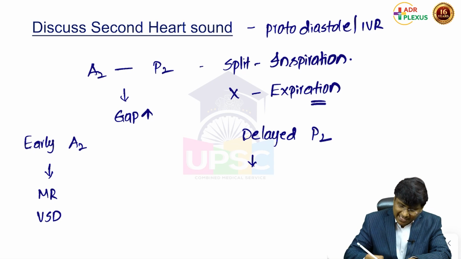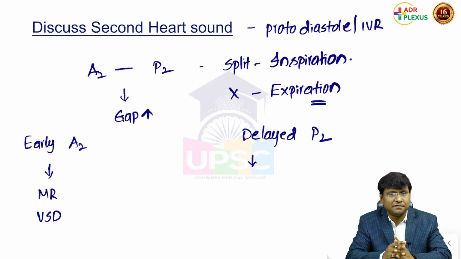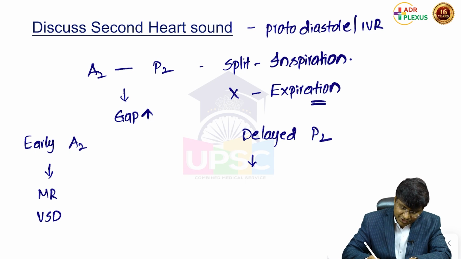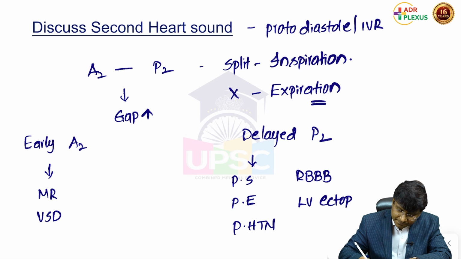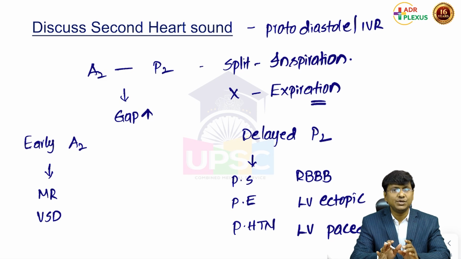What are the conditions where you will have delayed P2 causing wide split of the S2? You will have that in patients with pulmonary stenosis, pulmonary embolism, and pulmonary hypertension, right? And you will have that in patients with right bundle branch block, LV ectopic beats, and LV paced beats. In all these conditions, you will have a delayed P2.